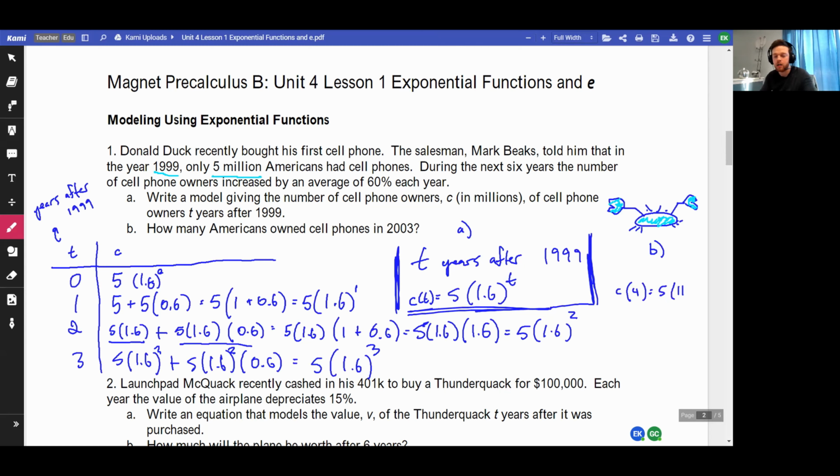I actually don't have a calculator, so I don't know what this is. Oh man, I wish we had MATLAB up. According to the calculator, it is 32.768. Only 32 million people owned cell phones. And then if we can model now, what happens when we plug in 21? Wow.